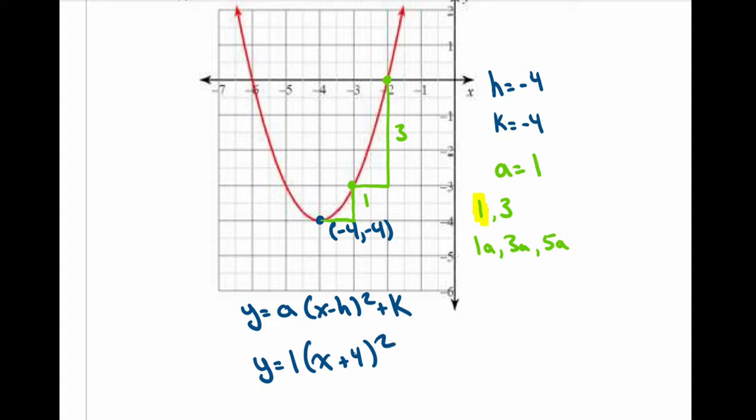Which makes sense because we talked about the h value being the opposite of what we see in the bracket. Here I see plus 4. In actuality on my graph, it's minus 4. So that works. Then k value is minus 4 as well. So here is my equation for this quadratic.